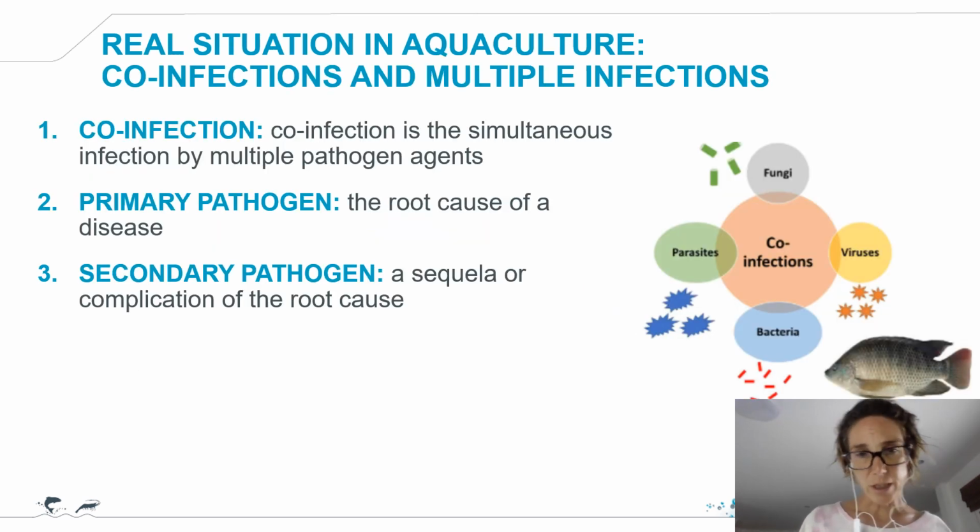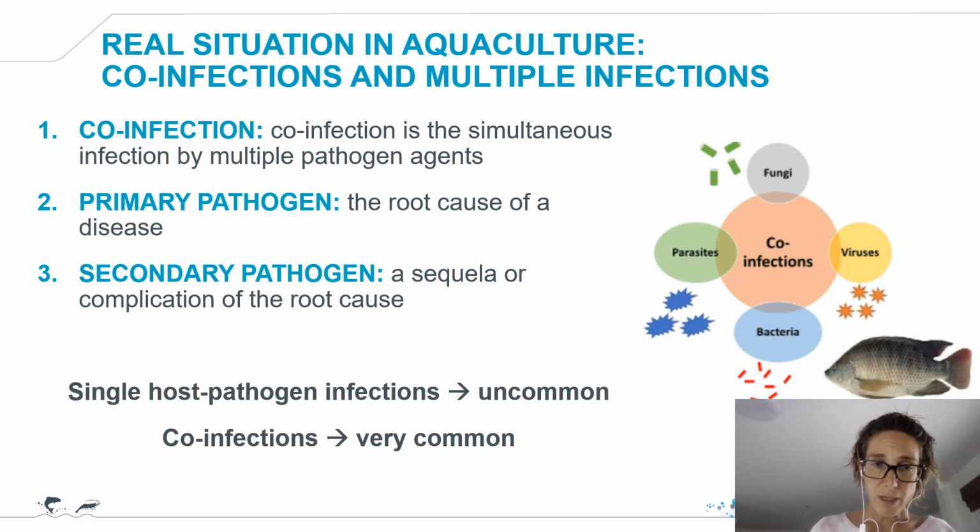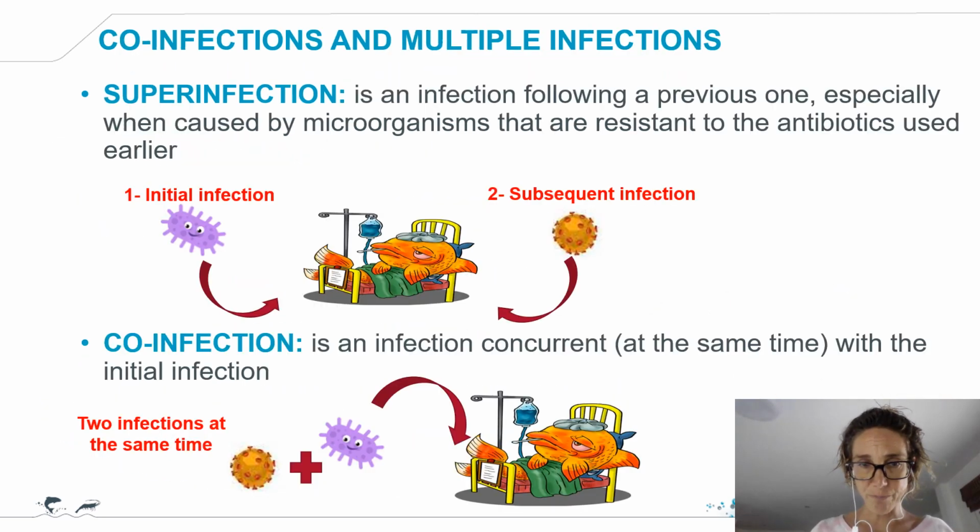The real situation, as I said before, in aquaculture is that in most cases in disease outbreaks, we are not facing a single pathogen or a single pathogenic agent, but multiple infections, co-infections. Co-infection is the simultaneous infection by multiple pathogen agents. One of them can be primary, the root cause of the disease, and maybe the others are considered secondary or opportunistic, or we can say commensals, a sequel or complication of the root cause. Normally, single host pathogen infections are quite uncommon in aquatic ecosystems, and co-infections or multiple infections, also called multifactorial infections, are extremely common in aquaculture.